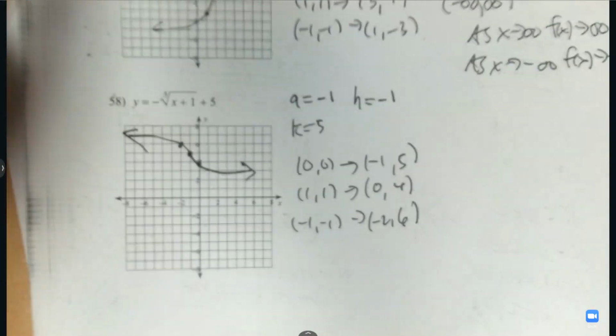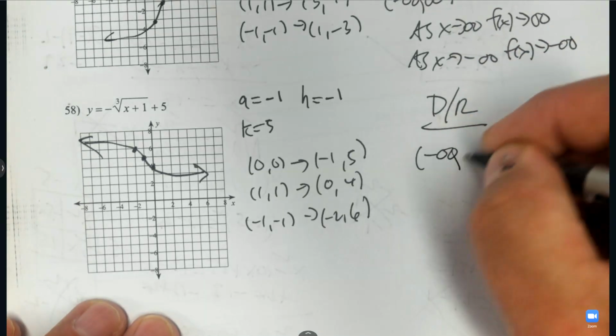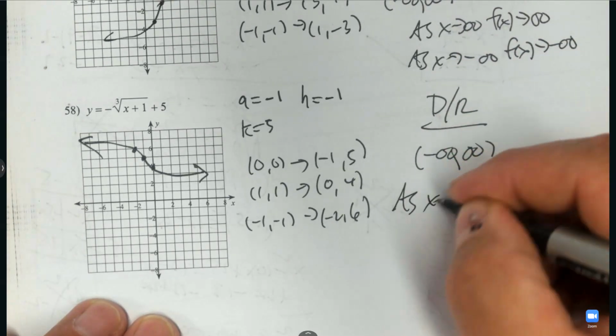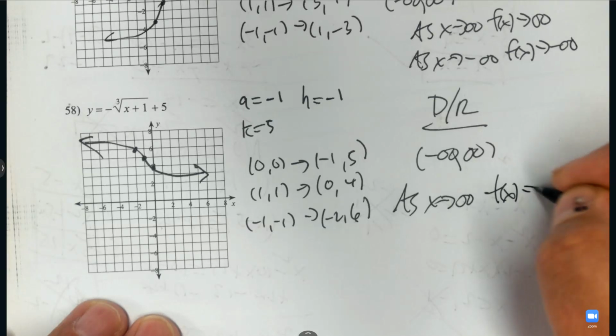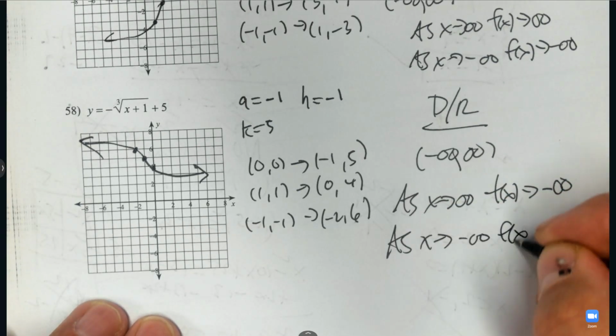So there's a reflection there, so the S has been flipped around a bit. The domain and range are always all real numbers. And then the end behavior. In this case, the right end goes down and the left end rises.